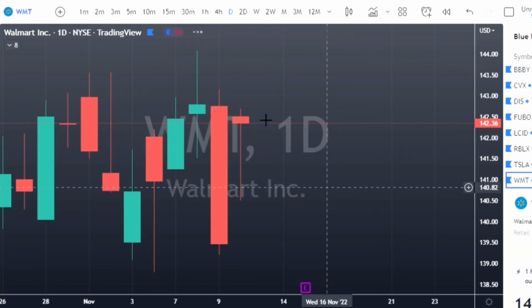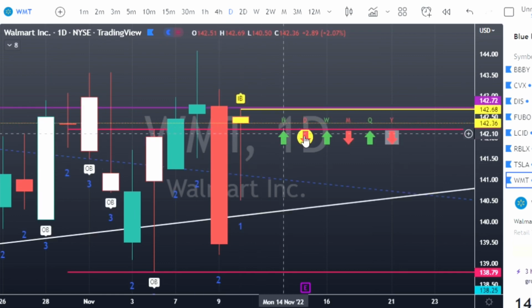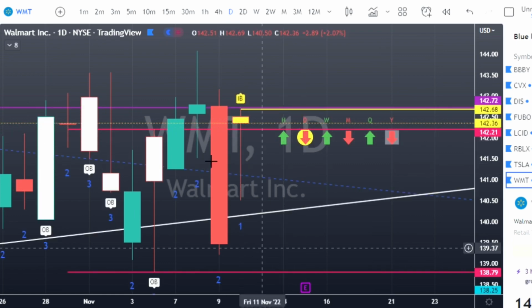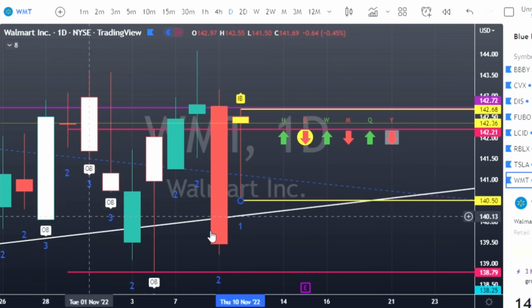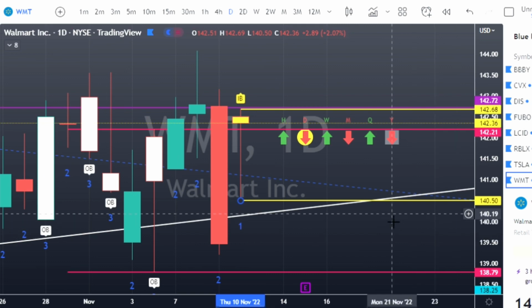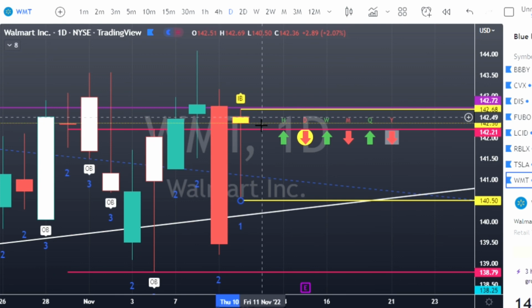Walmart inside bar hammer candle. We're going to look for calls at 142.68, and let's put that one in there as well. We'll make it yellow. That is our trigger to the bottom side at 140.5. That is Walmart.